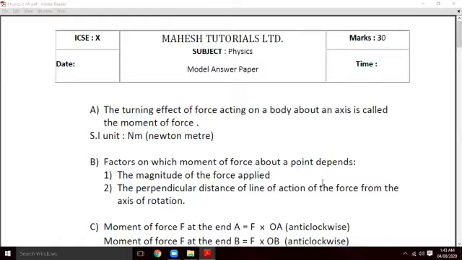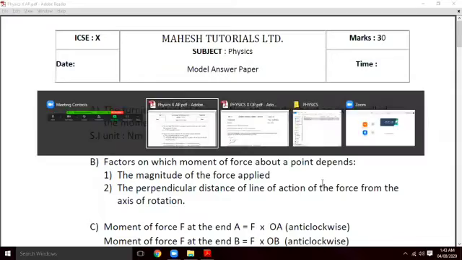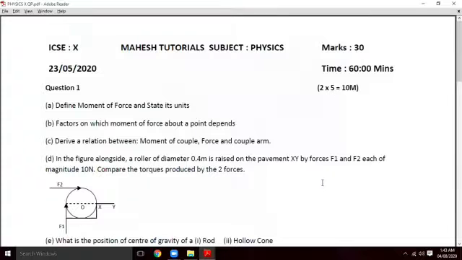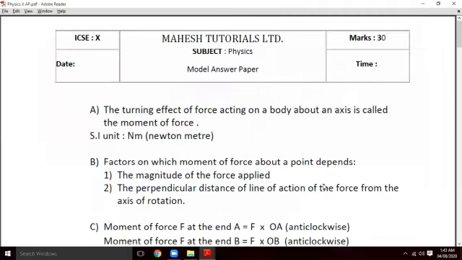The paper was for 30 marks. This is your question paper. The question number 1, as we can see here, is define moment of force and state its units. The obvious answer for this is moment of force is basically the turning effect of force acting on a body about an axis is called moment of force. Important word over here is about an axis.